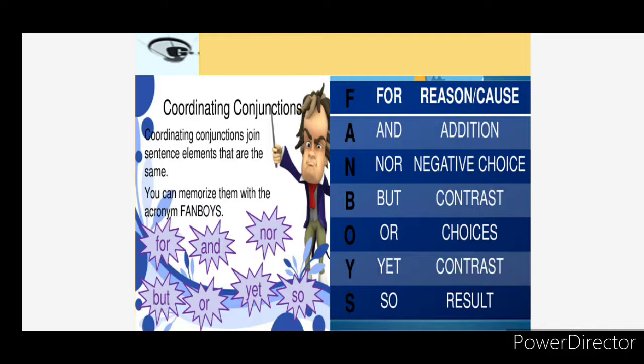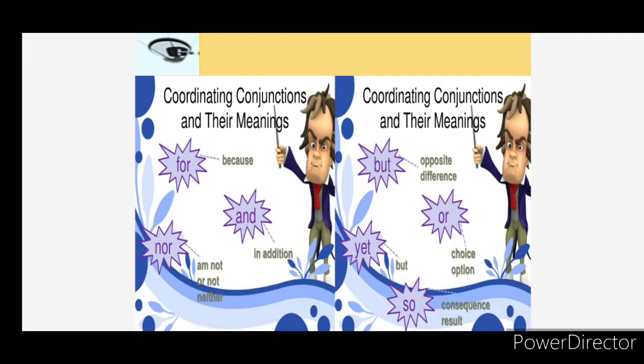for result. So you all can memorize coordinating conjunctions with the acronym FANBOYS: for, and, nor, but, or, yet, and so. I hope this is clear to everyone.